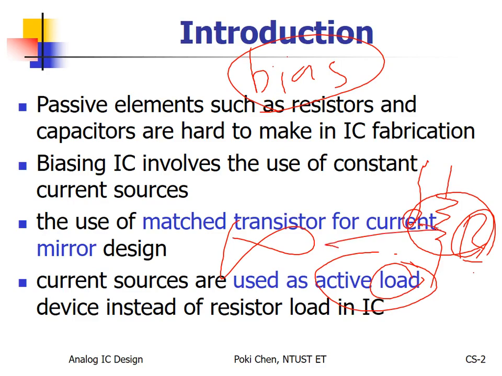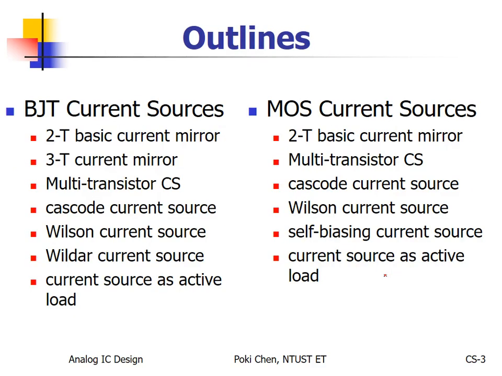So if your resistance is infinite, or very large, what does it mean? With the same resistance, it only takes very small area. That is what we need. Anyway, that is the two most important points for current sources: one for bias, the other for active load. And this is our outline for today's class.